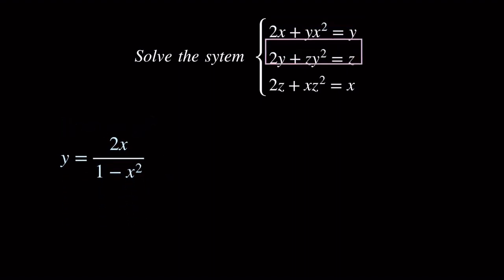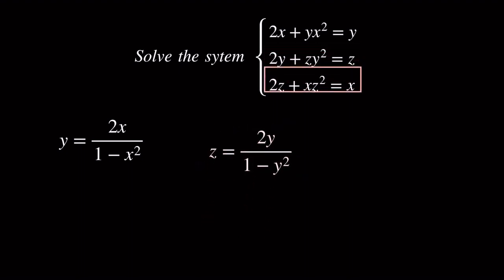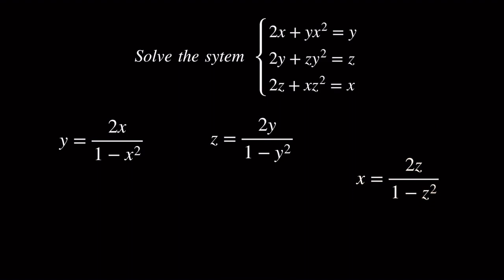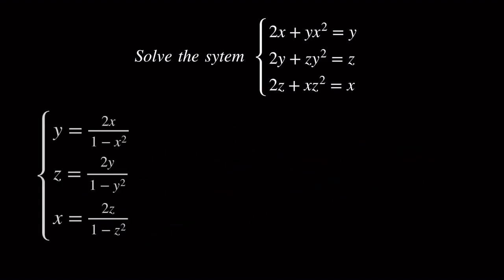We can do the same thing for the second equation, making z the subject, and the same thing for the third equation. Okay, so note here the form these equations are in, 2x over 1 minus x squared. And what you might notice here is that it looks similar to the tan double angle identity.